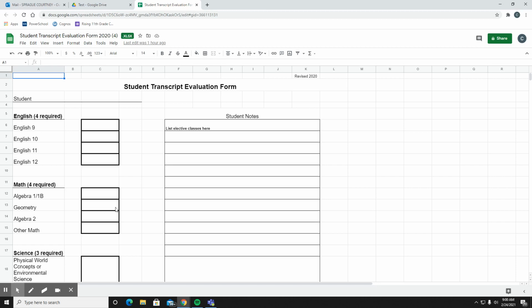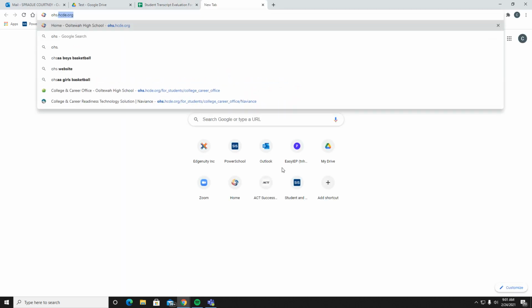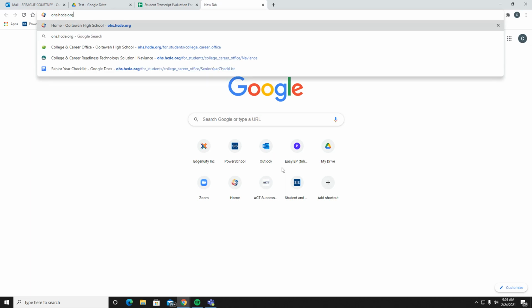We're also filling this out because we are going to be selecting courses for next year within the next several weeks. This is to help inform that decision so that you can make the best possible decisions about what to take next year. So in order to pull up this form, you need to go to the Ottawa High School homepage. So that is ohs.hcbe.org.